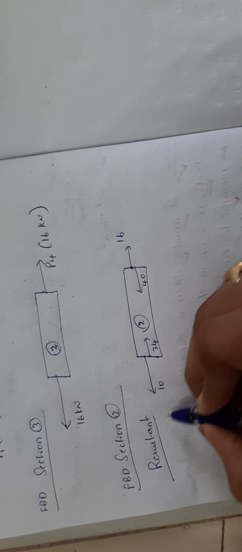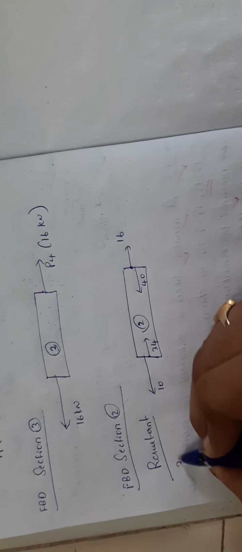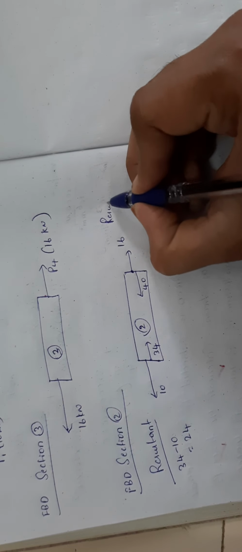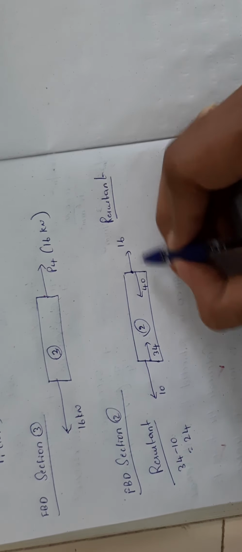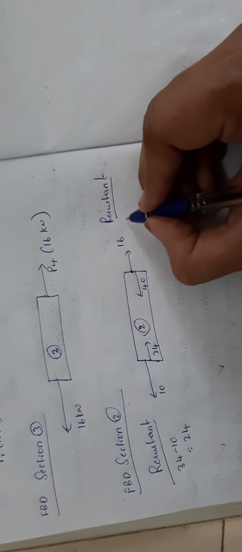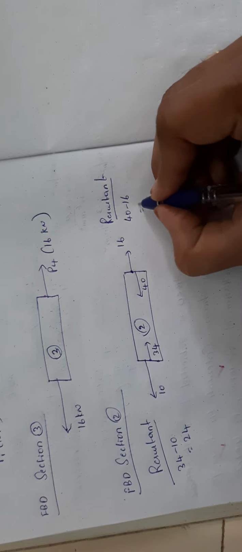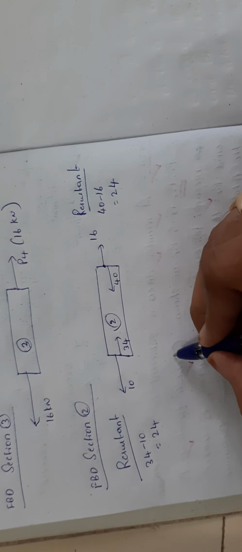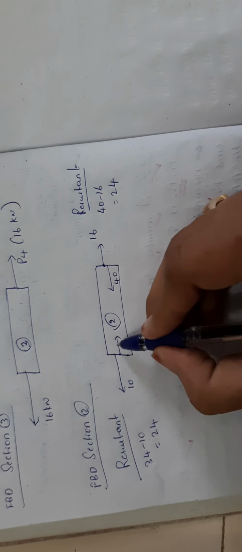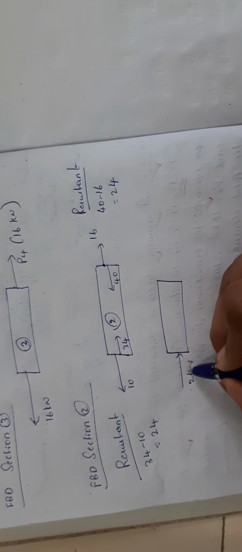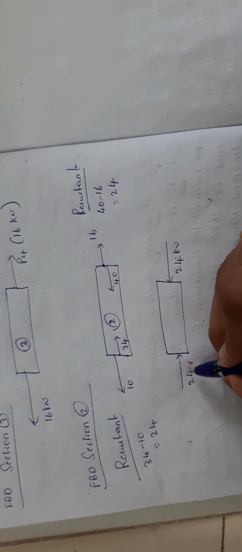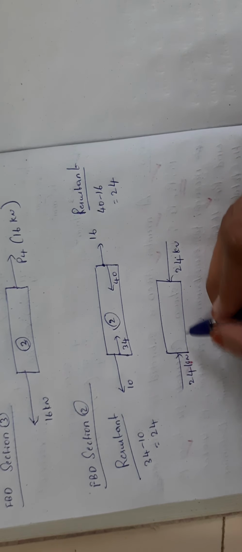this side will be 34 minus 10, 24, and here resultant will be 40 minus 16 equal to 24. Okay. Now when you draw the overall free body diagram, you see the direction is this one, this is 24, and here also this should be direction 24 kilonewtons. Okay, this is the free body diagram for section 2.